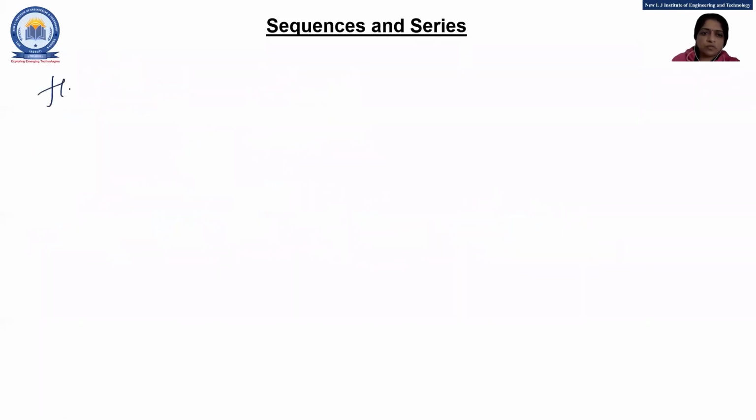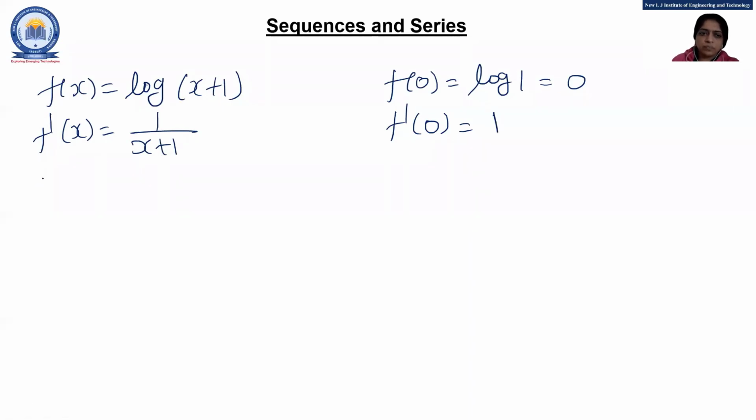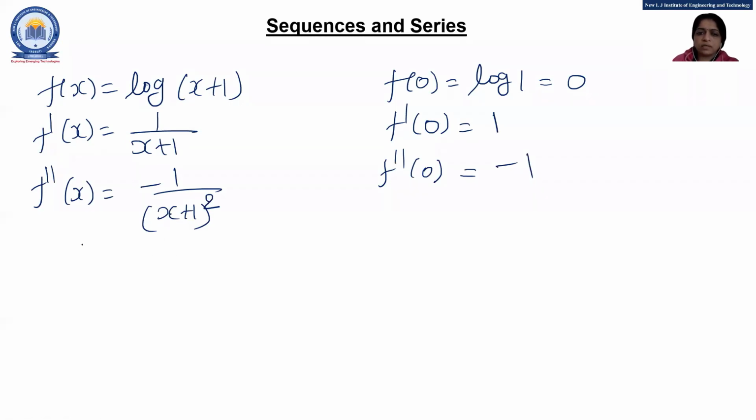Our given function f of x is what? Log x plus 1, right? So what about f of 0? As we want to find the value of f of 0, so log 1, and log 1 is 0. Now the derivative of this, f dash x, that is 1 upon x plus 1, right? So f dash 0 is 1 upon 0 plus 1, which is 1. So f dash 0 is 1. f double dash x, that is minus 1 upon x plus 1 whole square. So f double dash 0, by putting x equal to 0 here, you get your answer minus 1.